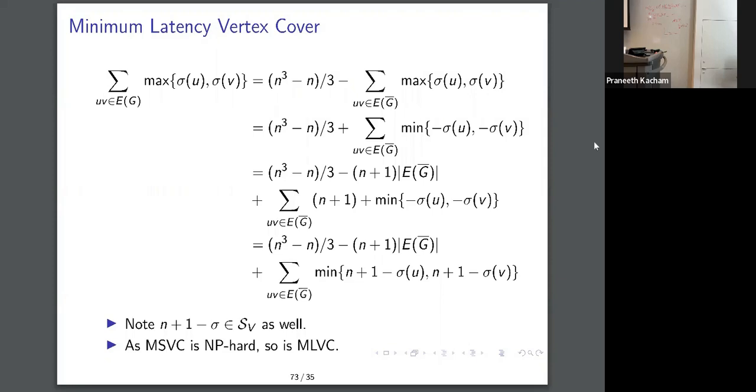So we don't know whether the minimum latency vertex cover is as hard to approximate as minimum sum vertex cover. As we mentioned, the approximation ratio for minimum sum vertex cover is 16 over 9. When we have min, there is 16 over 9. But when we have max, we show that it is 4 over 3. So it is an easier problem based on the state of the art, because for neither of them does a good inapproximability result exist.